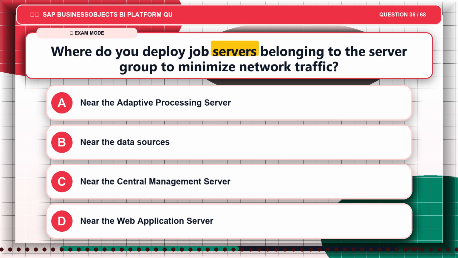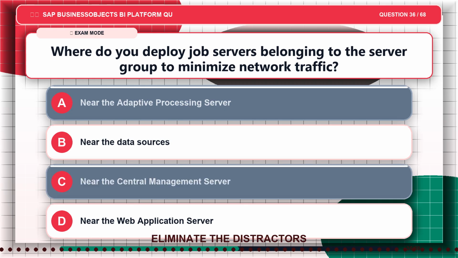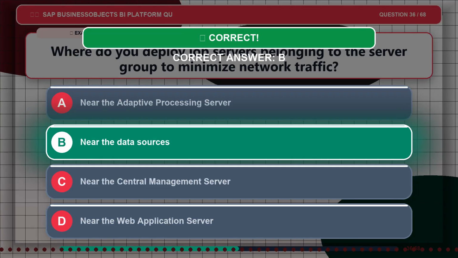Section, Design and Deployment. Question 36. Where do you deploy job servers belonging to the server group to minimize network traffic? Option A, near the adaptive processing server. Option B, near the data sources. Option C, near the central management server. Option D, near the web application server. The correct answer is option B, near the data sources.